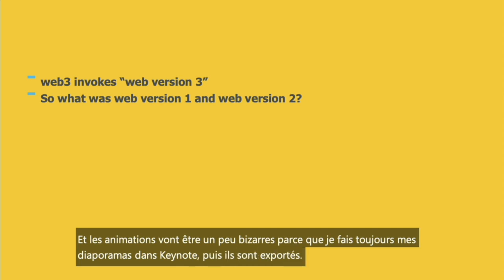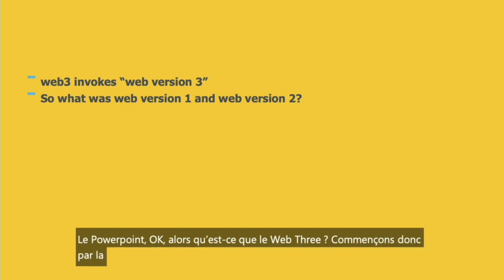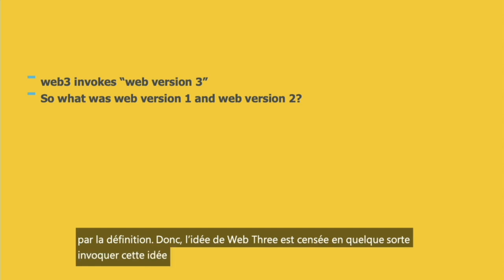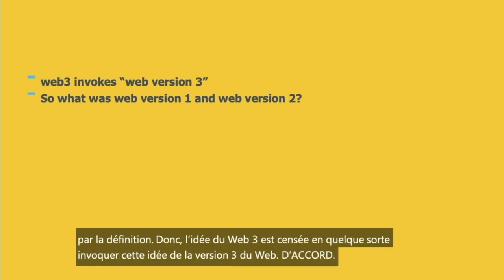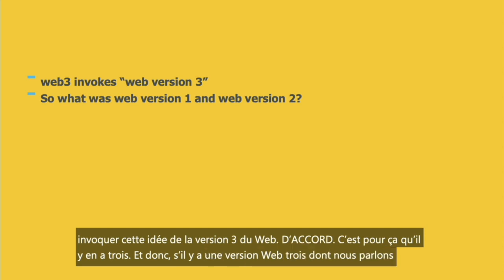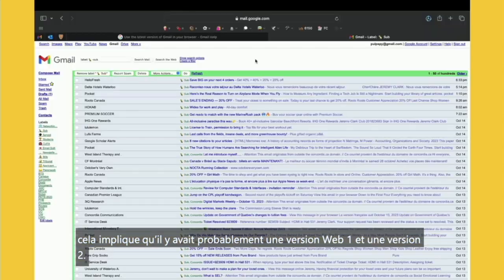Okay, so what is Web3? Let's just start with a definition. The idea of Web3 is meant to invoke the idea of the web version 3. Okay, so that's why it's 3. And if there's a web version 3 that we're all here talking about, that implies that there was probably a web version 1 and a version 2. So what are version 1 and version 2?